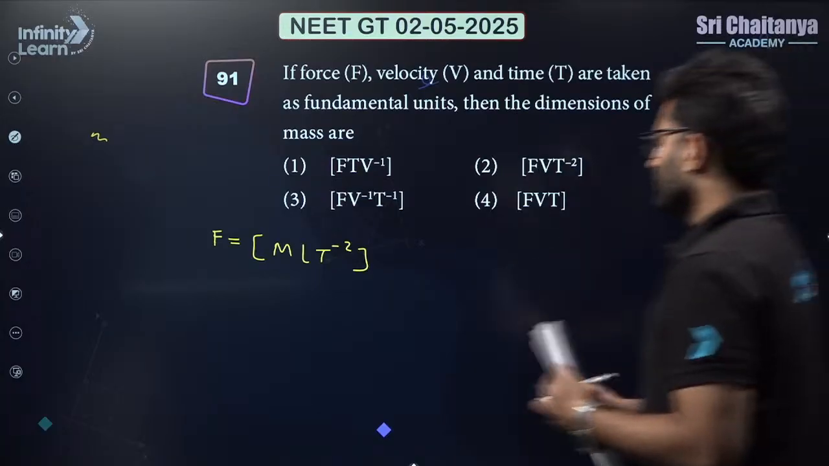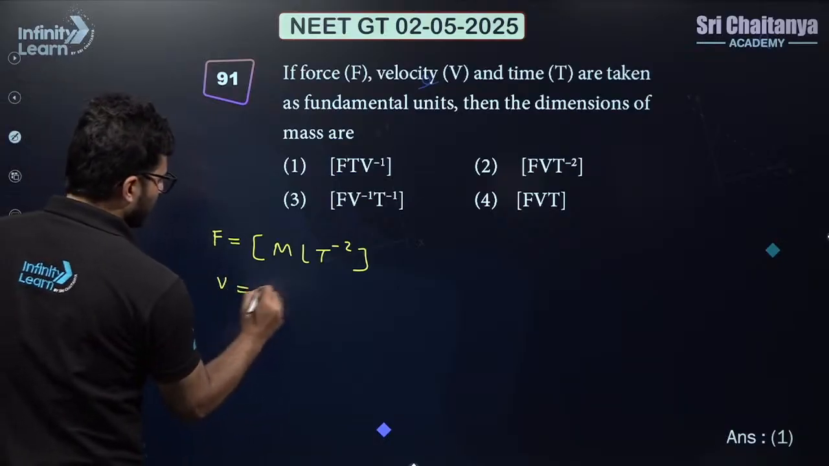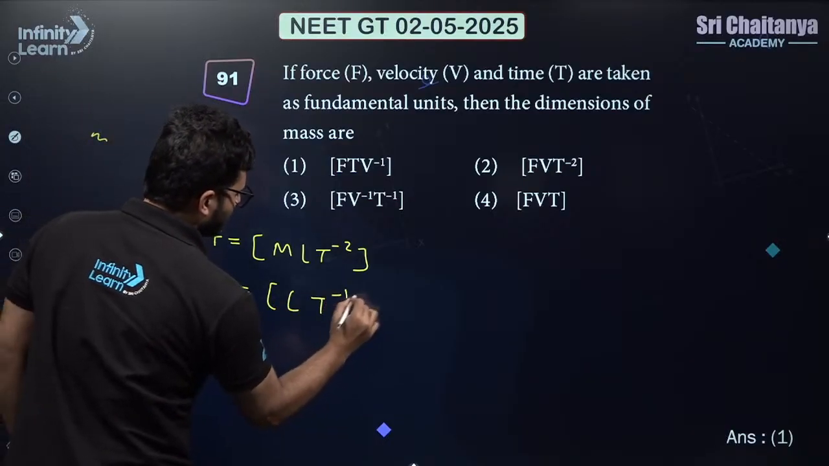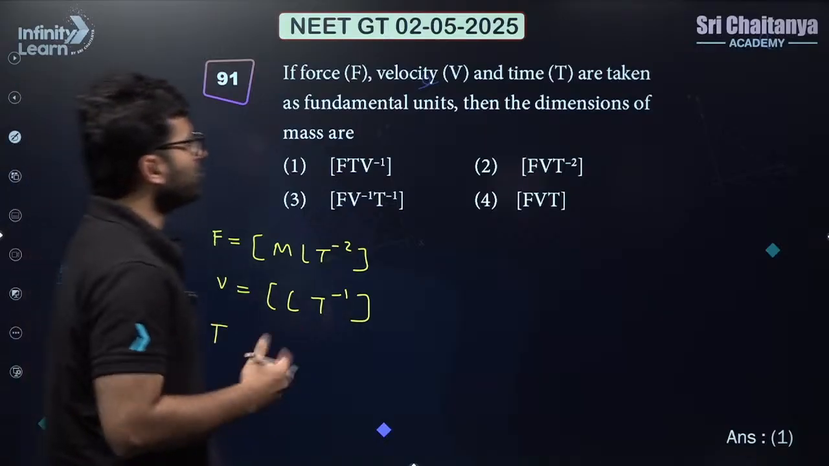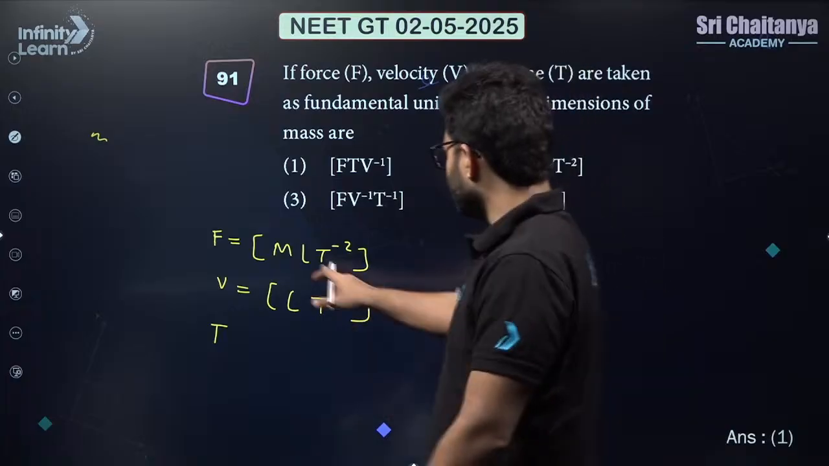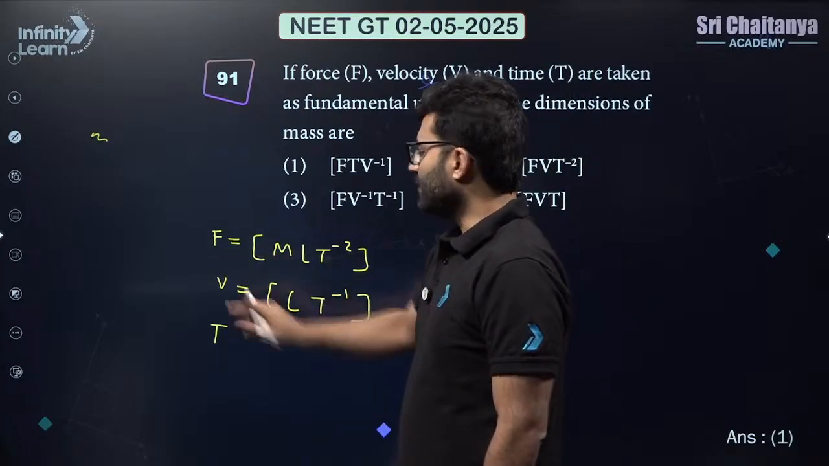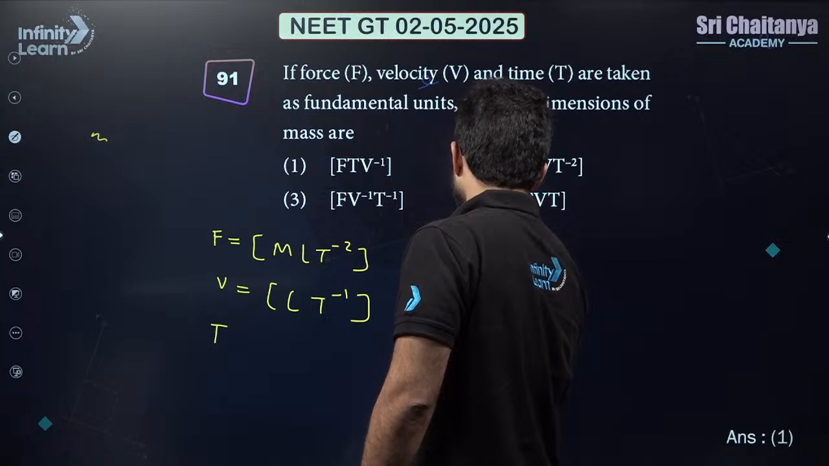Chalo. So MLT to the power minus 2, that is my force. Velocity I can write. What is velocity? LT to the power minus 1, correct? And then we have T, correct? So from here we have to derive mass, right? So how can we derive mass? We need to eliminate this L and T, right? So we'll divide force by velocity. Let us do that. Force divided by velocity we can do.